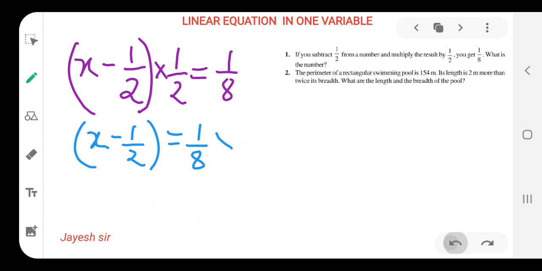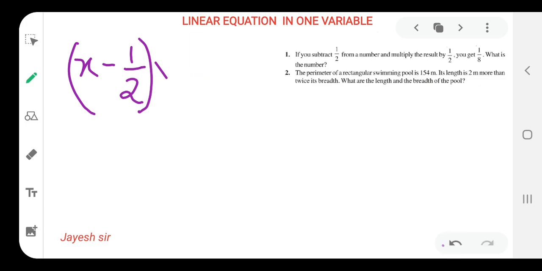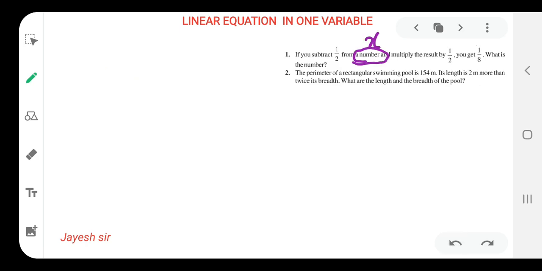Now you can make the equation from that, friends. Now let's read further. Its length is 2 meter more, but more than what? Its length is 2 meter more than twice its breadth. Let the breadth be x. What can we do from that? Let the breadth be x.